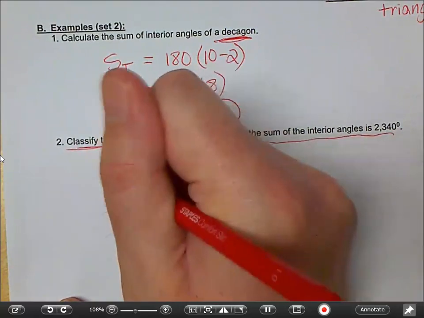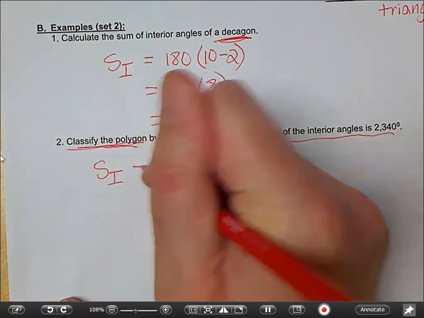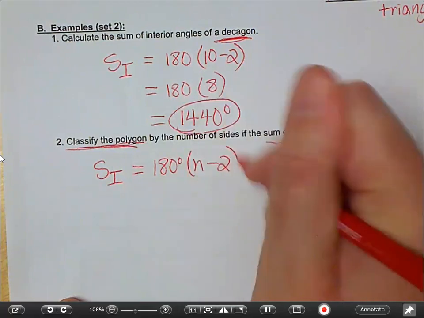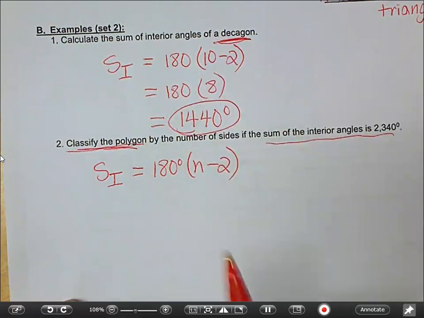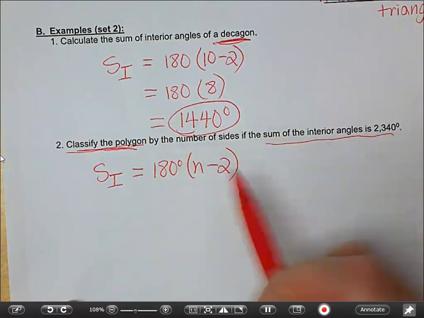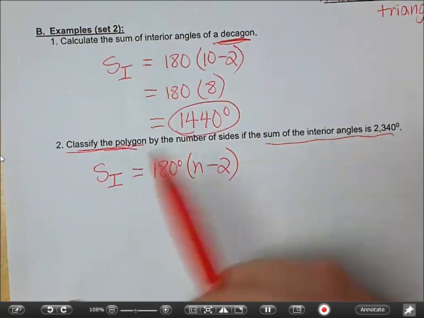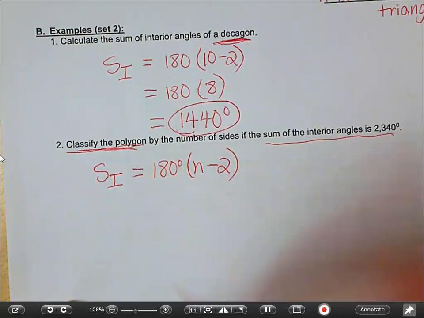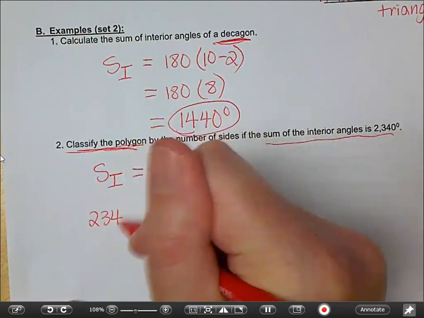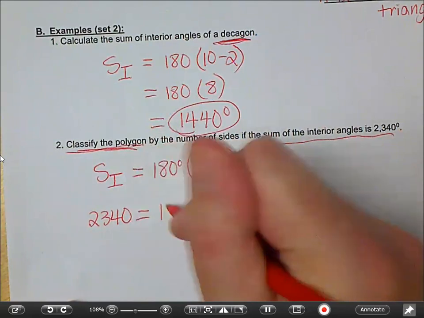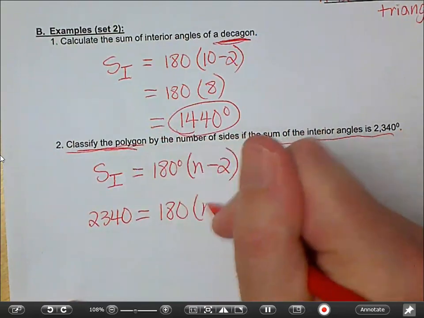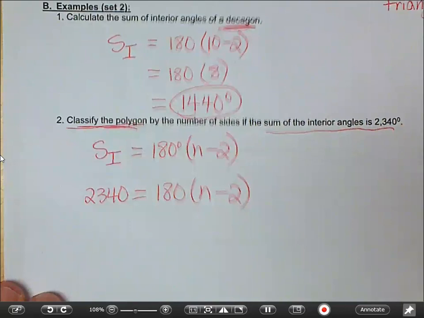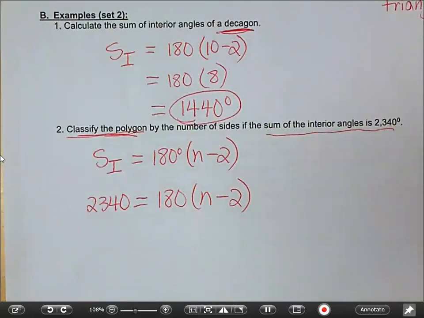All right, what I'm going to do is I'm going to jot down that formula that we just used up above. Okay, we're still using this formula. Here's the difference. We don't know the n value. That's what they want us to find. However, we do know the sum of the interior angles, which means we're going to take that 2340 and we're going to plug it in right here. Everything else, though, that's going to stay exactly how it is. Basically, your game plan is to solve this equation for n.